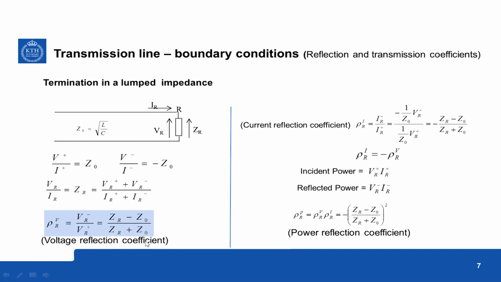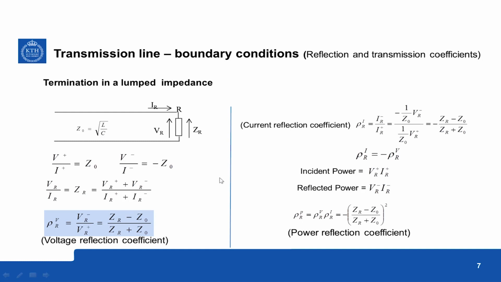Now we can derive the current reflection coefficient also. So intuitively, of course, the current reflection coefficient will have a negative sign in front. So we can verify that over here. That is because IR minus is minus VR minus divided by Z0, and IR plus is VR plus divided by Z0. So you get the current reflection coefficient, which is the negative of the voltage reflection coefficient.